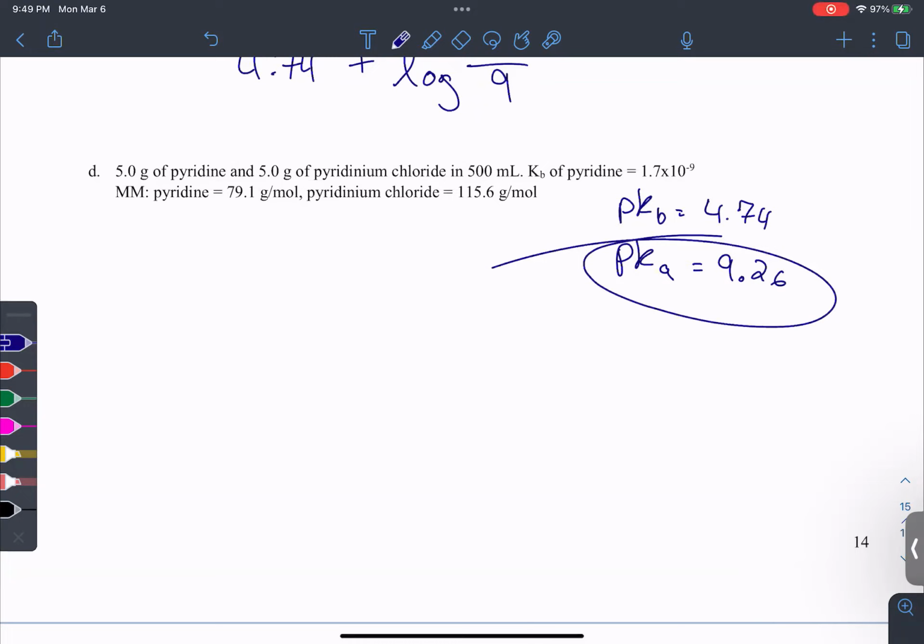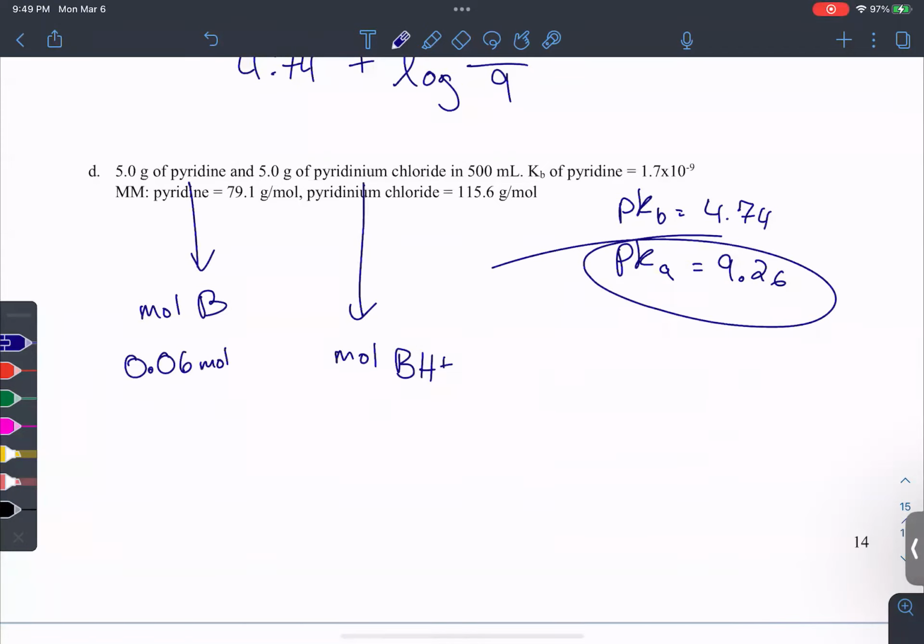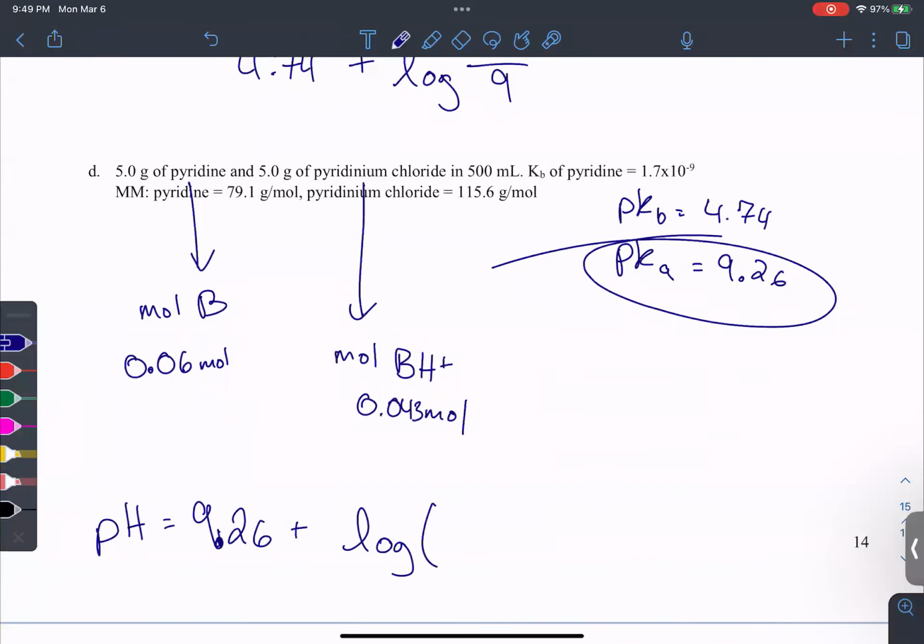So your idea here is just convert pyridine to moles of pyridine and pyridinium chloride to moles of pyridinium chloride, all right? Using the molar masses, I'm not gonna do it, I'll just write the numbers here. 0.06 moles and 0.04 moles. All right, so when I calculate the pH, it's pH equals pKa, so 9.26 plus log 4.3 or whatever, okay? What's the base to acid ratio?